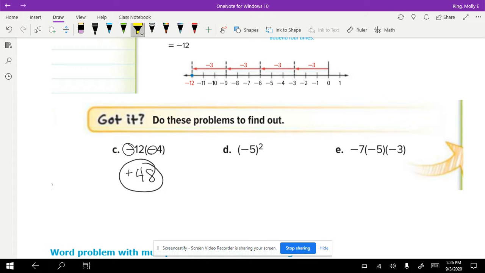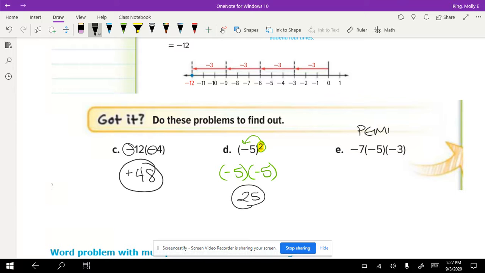D, for those of you that may not remember, this is an exponent. This tells me how many groups of the base that I have. So this expanded out would be -5 times -5. Here again, I have two negatives. My negatives would result in a positive product.